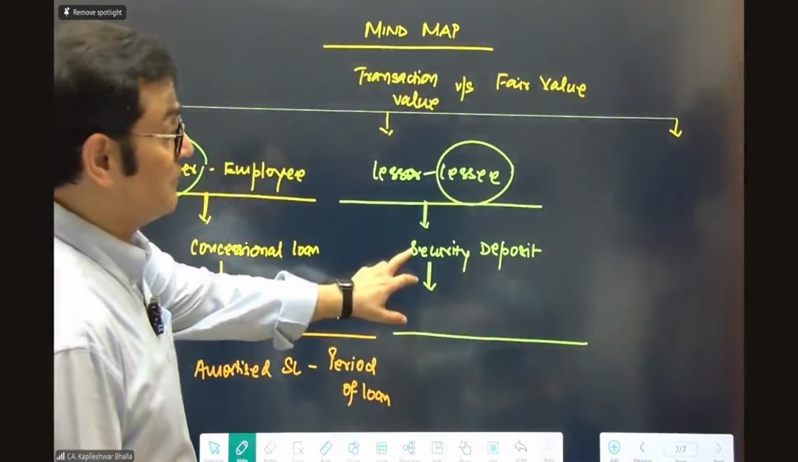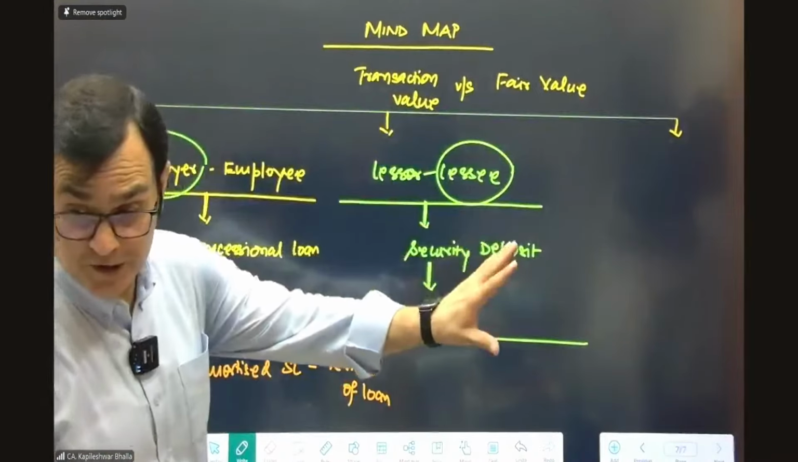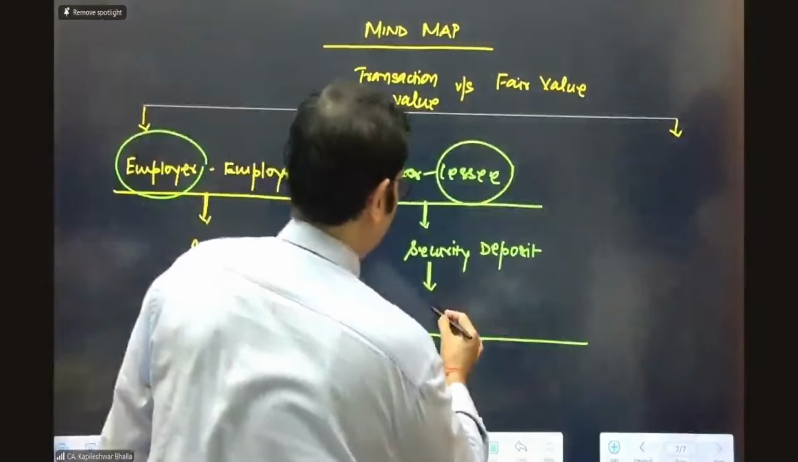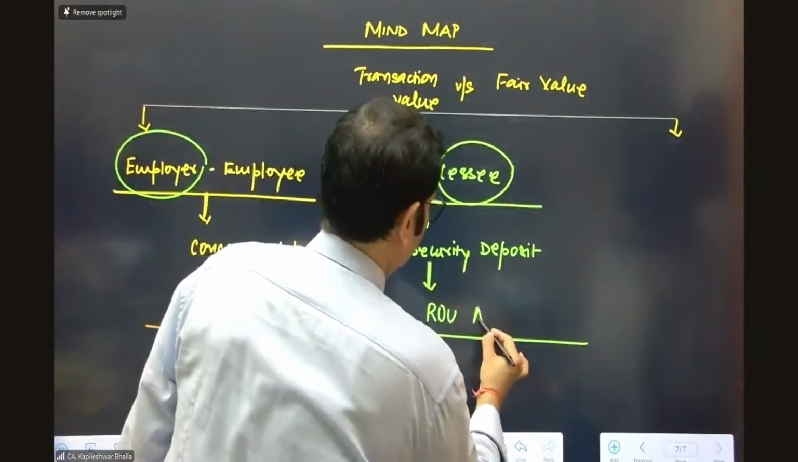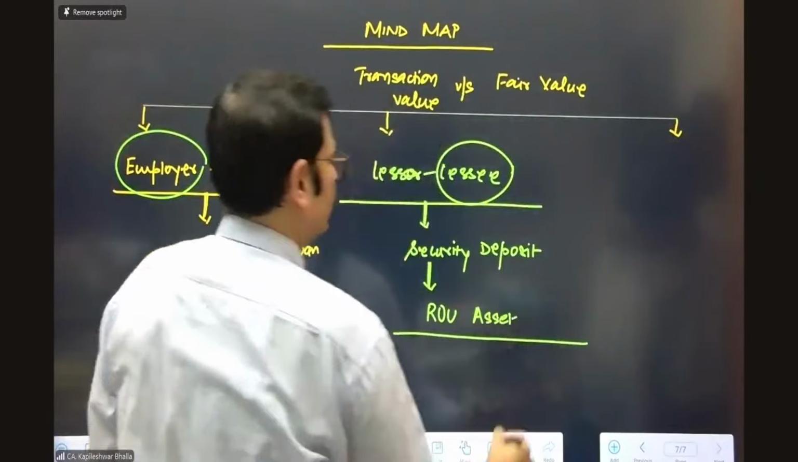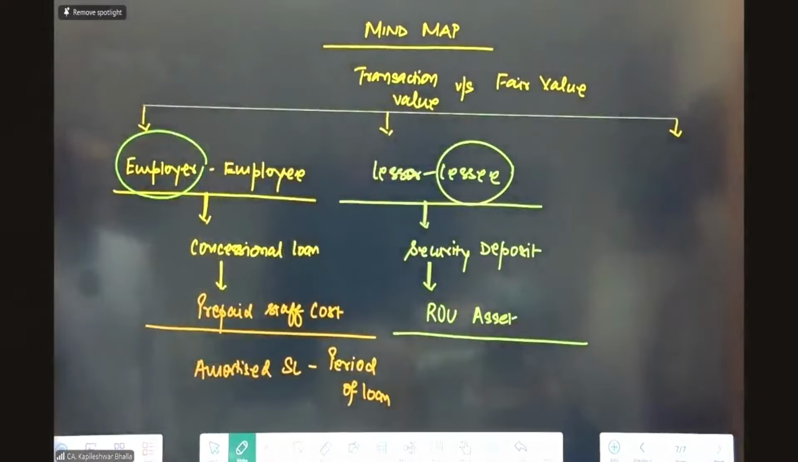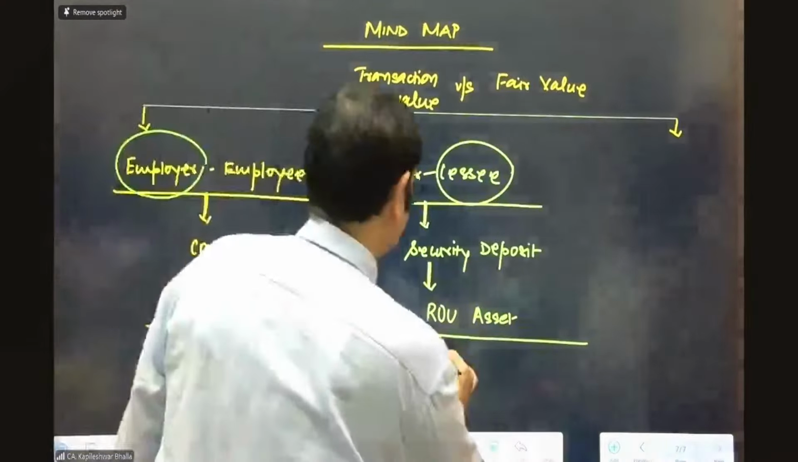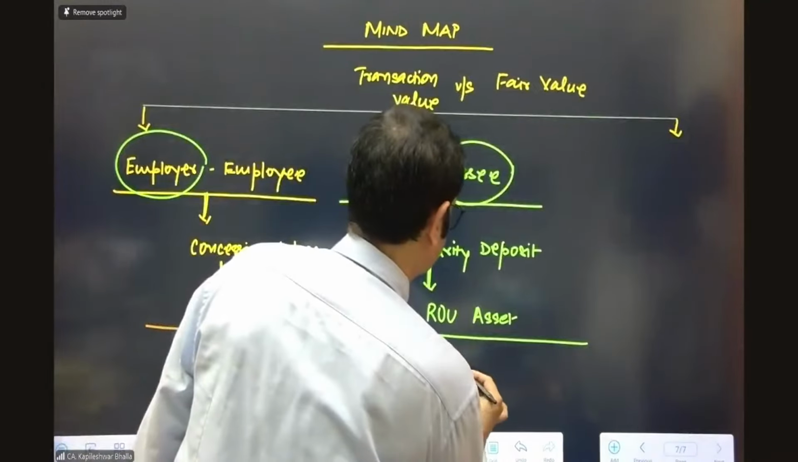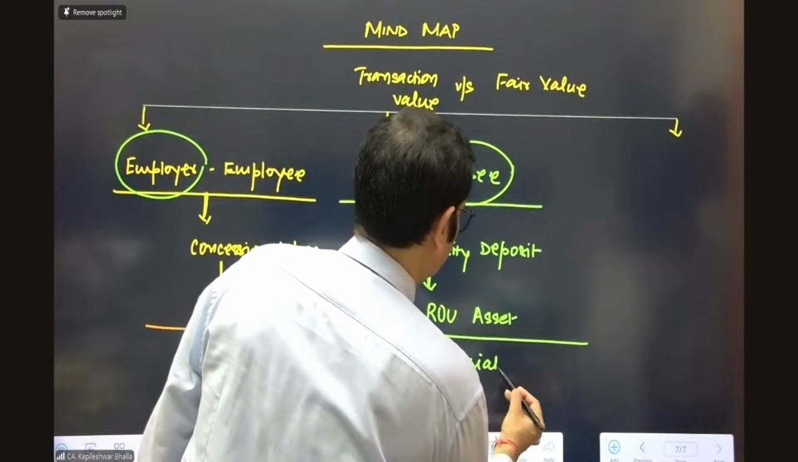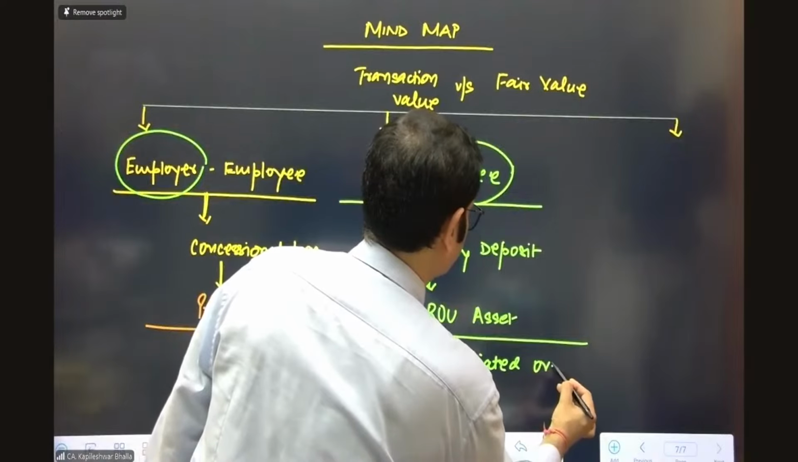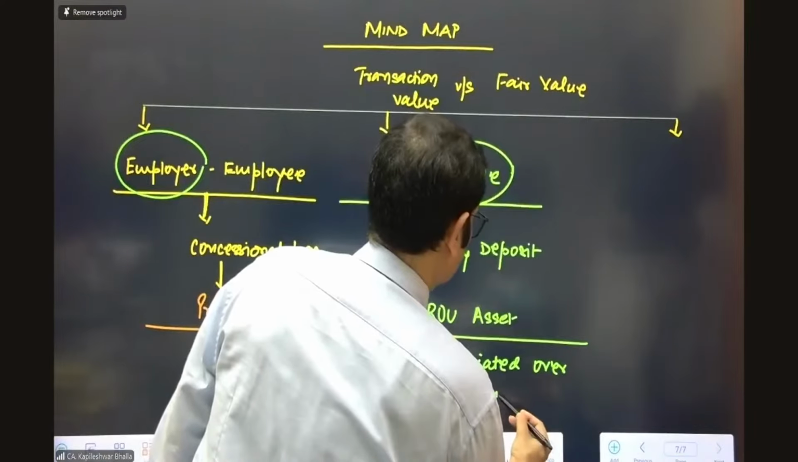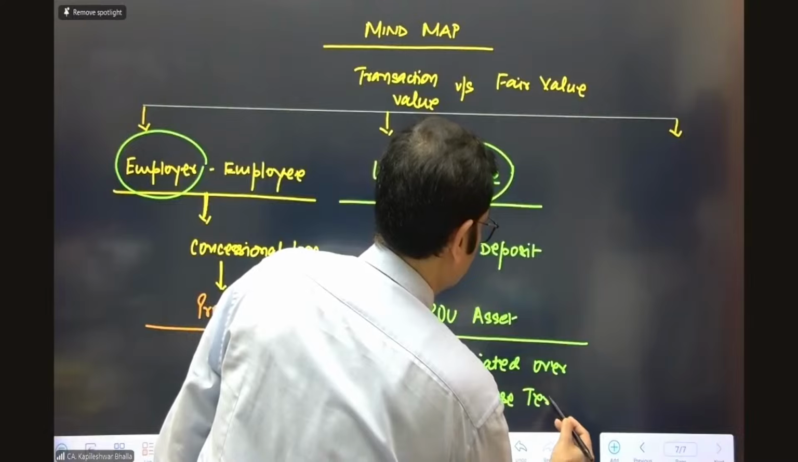Where will you take the difference pertaining to the security deposit? We just did that. Right of use asset, ROU asset, it will be taken. And this is going to be depreciated over the lease term. So this amount is going to be depreciated over the lease term.